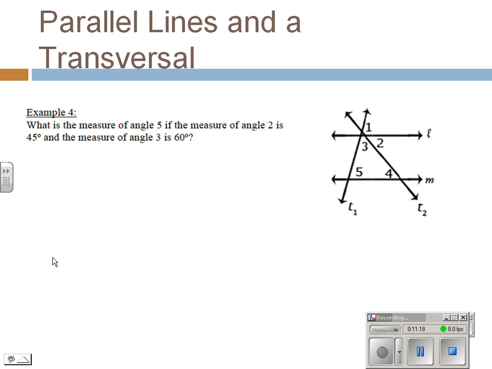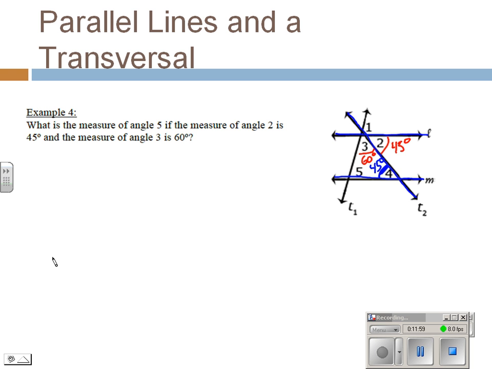And the next problem, example 4: what is the measure of angle 5 if the measure of angle 2 is 45 degrees and the measure of angle 3 is 60 degrees? Let's look at this transversal and these two parallel lines, and we keep using the fact that alternate interior angles are congruent. So 2 and 4 are congruent, which means angle 4 is equal to 45 degrees.